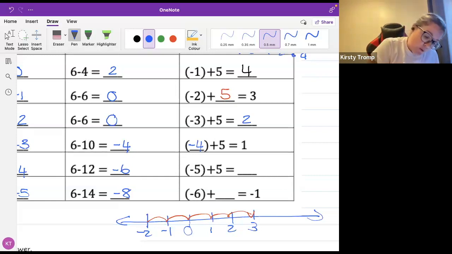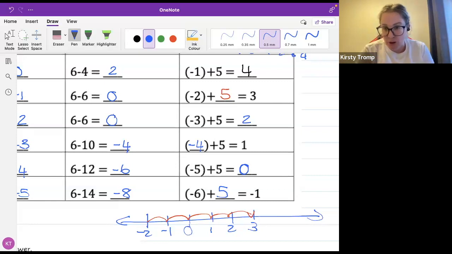Negative 5 plus 5, we know that one. We practiced it today. Negative 5 plus 5 gives me 0. And finally, negative 6 plus 5 will get me to negative 1.